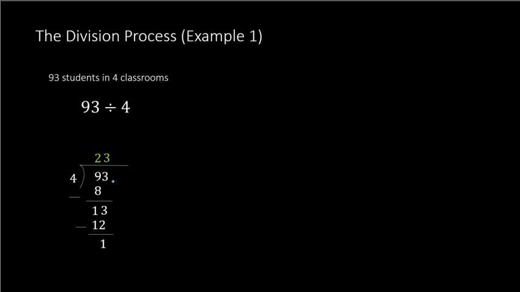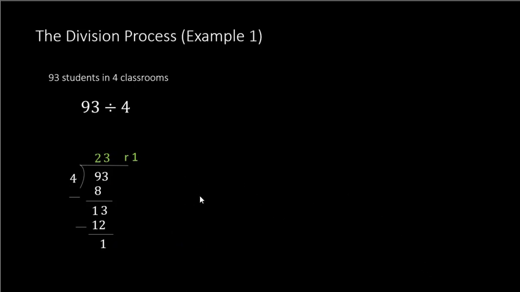Now there are no other numbers next to the 93, which means that we are done with our division process. This 1 right here is our remainder. So we can write this as 23 with a remainder of 1. That's your solution, 23, remainder 1.